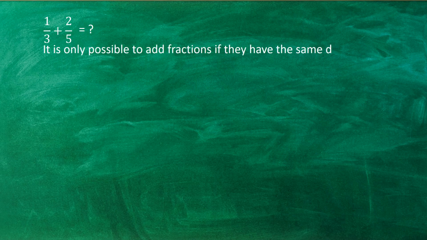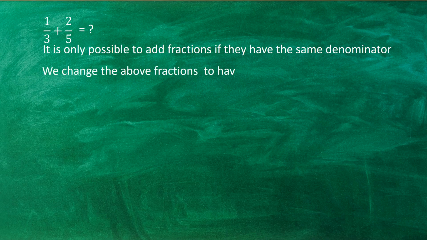Now let us say we've been given two fractions shown on the screen. We are required to add them together. What is the process? Now we can only add fractions if they have the same denominator. The fractions we're given do not have the same denominator. So the first thing that we'll have to do is to change the denominators to be the same.